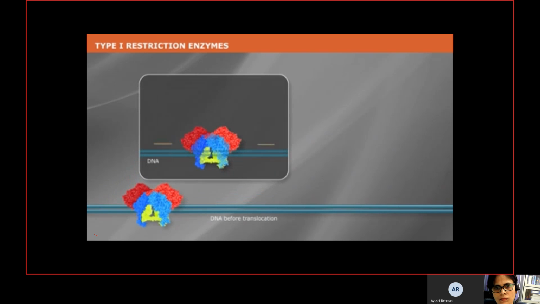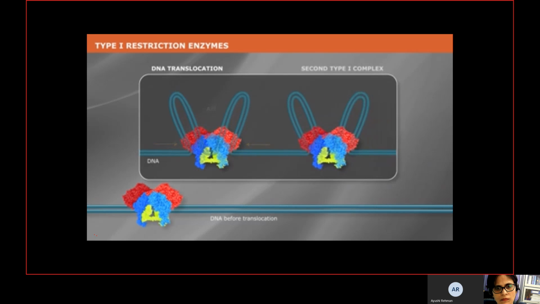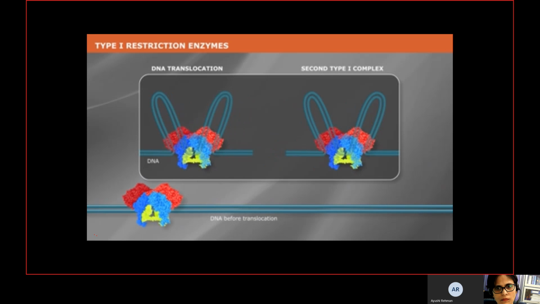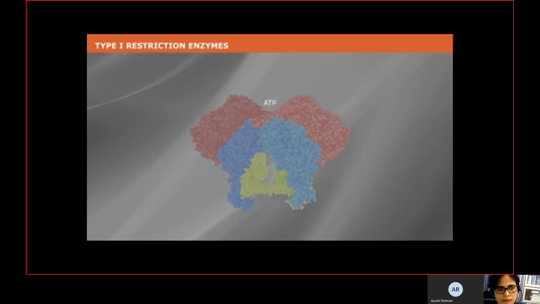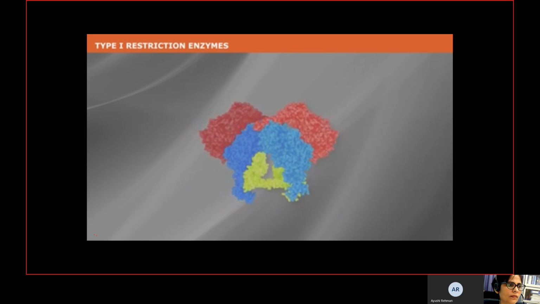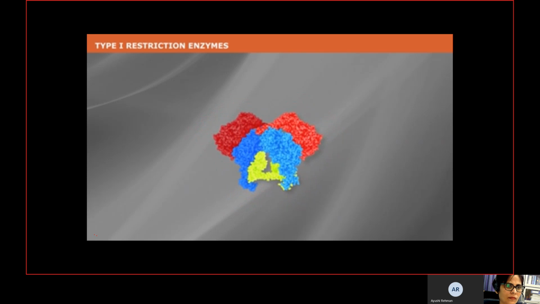Once the protein complex binds the DNA, it acts as a molecular motor, using ATP to translocate thousands of bases along the DNA molecule until it encounters a second complex, at which point it creates a double-stranded break. Because cleavage occurs after translocation, the cleavage site is not fixed. As a consequence, there is no distinct cleavage pattern. In addition to the requirement for ATP, type 1 restriction systems also require S-adenosylmethionine and magnesium ions. At this time, there are no type 1 restriction enzymes that are commercially available.